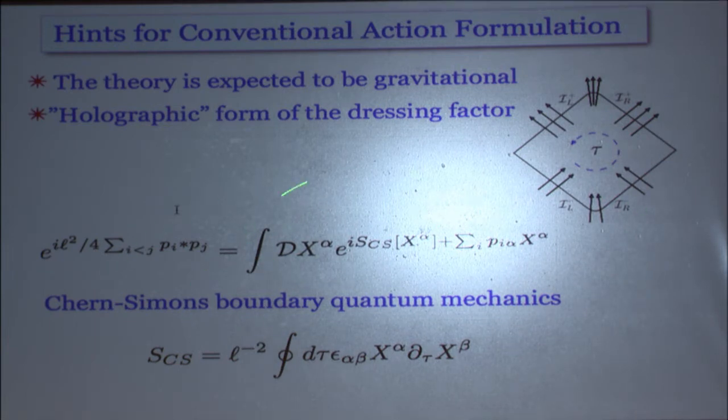In this Chern-Simons quantum mechanics, x^alpha are the two fields, x1 and x2. And it's just a fact of life that if you do this path integral, you get this exponent. So we knew that representation, but by itself that's not extremely useful.